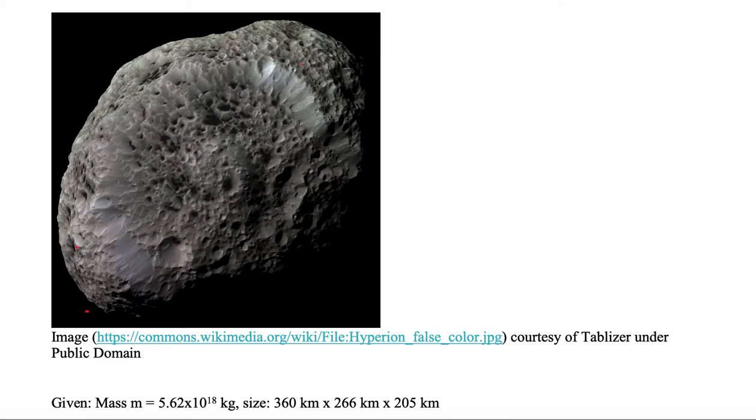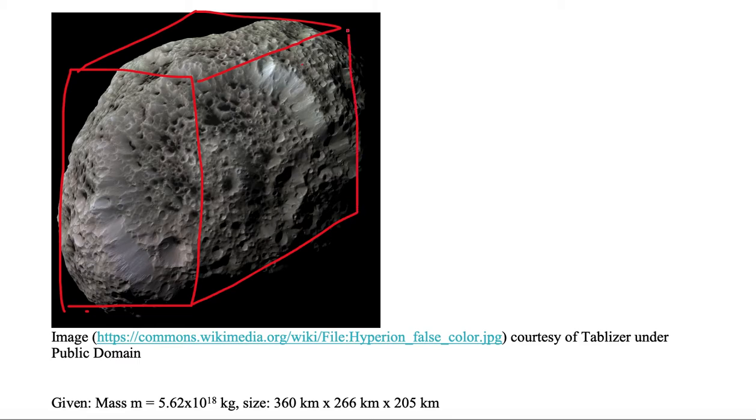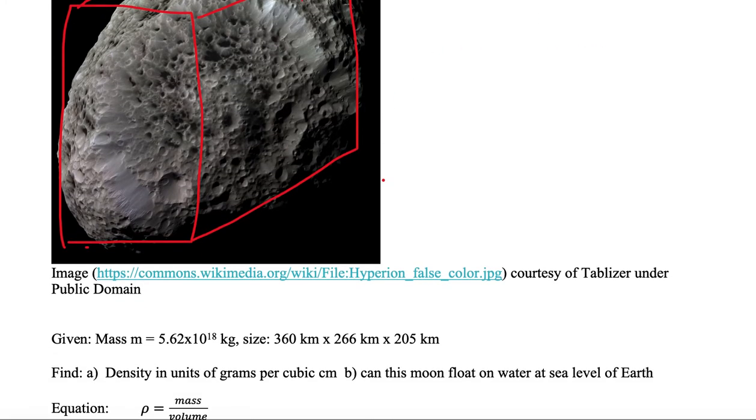So it is clear that based on the dimensions we're given for the size, they think the shape of Hyperion is that of a cuboid. It's not a cube, it's more of a rectangular cube, so it's a cuboid. We want to find the density in units of grams per cubic centimeter, and we want to find out if this moon can float on water at sea level of Earth, somewhere around the equatorial region where water is liquid.